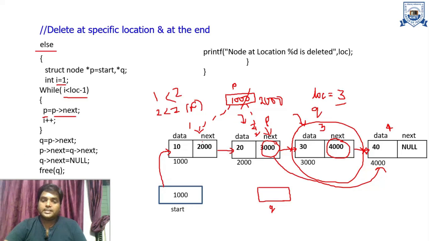So P2 next is what? That is 3000. Now P2 next is equal to Q2 next. Q2 next is what? Q is currently pointing to this node, and Q2 next is 4000. Now this value is replaced by 4000. When this value is replaced by 4000, then this node is connected with this node. Okay, so this connection is getting terminated.